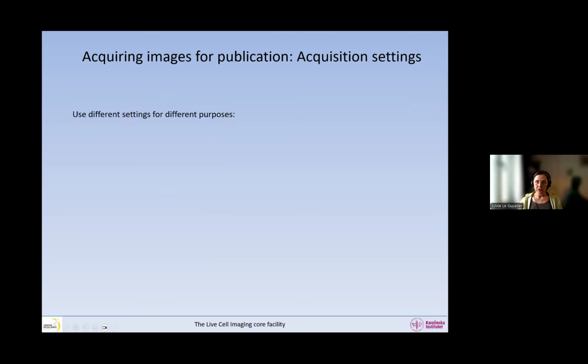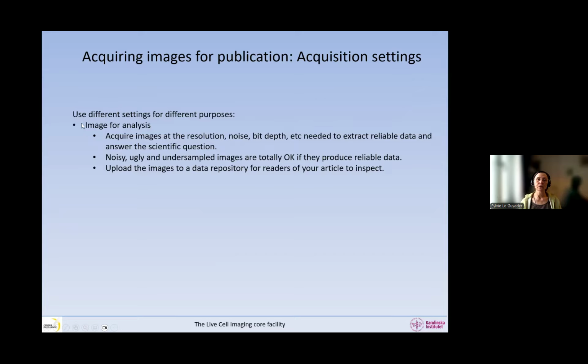So if we look at the acquisition settings, we know that we use different settings for different purposes. If we use an image for analysis, so to acquire data and collect the results from the metrics that we have decided, we need to acquire images at the resolution, noise, bit depth, and all these things that we have spoken about that are required to extract reliable data and answer the scientific question. So noisy and ugly images and even undersampled images are totally okay as long as they produce reliable data. So this is if you are acquiring images for image analysis.